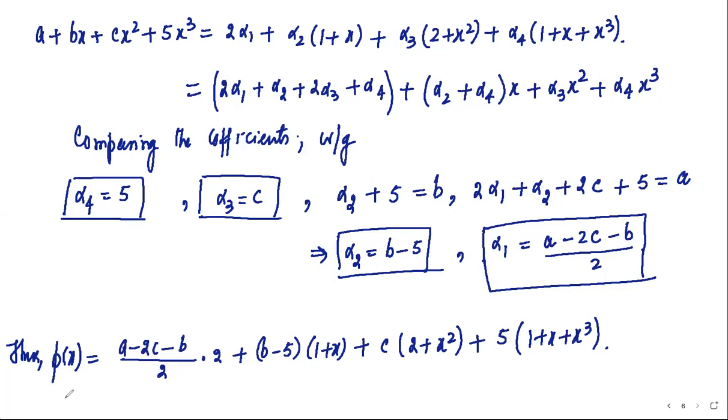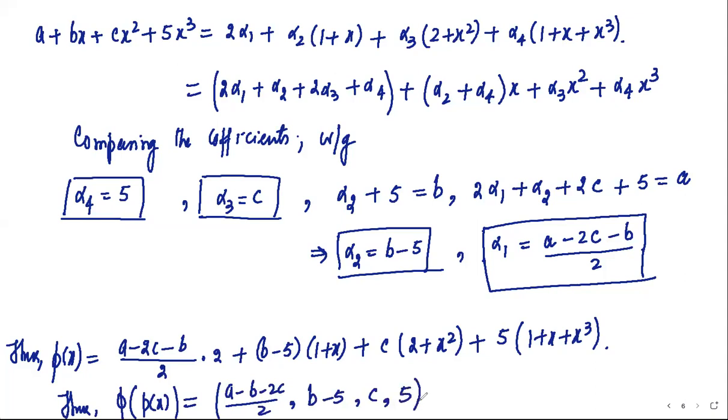So now we will define the mapping. Under this mapping, this p of x has its image as what? A minus b minus 2c divided by 2 is the first coordinate. Second coordinate is b minus 5. Third coordinate is c. And the fourth coordinate is 5, in R4. Okay, so in this way, for any p of x we have, we can define its mapping in this way. So then this mapping will define an isomorphism.